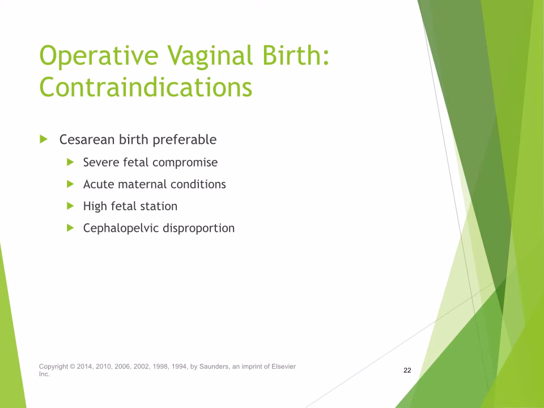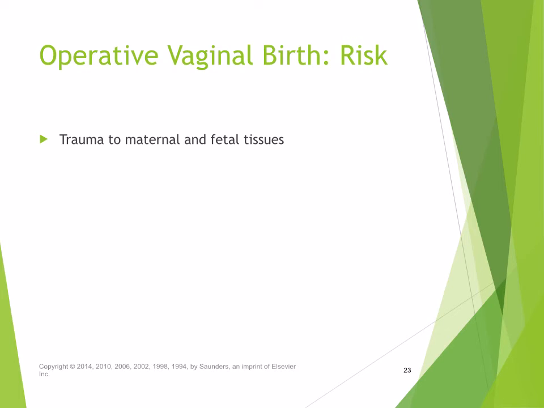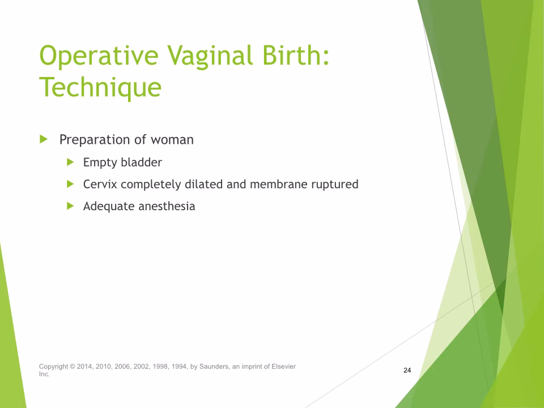We want to make sure we have informed consent from our patients prior to instituting any operative vaginal deliveries. We want to assess acute maternal conditions. We do not offer these for high fetal station. I'm talking about high fetal station in the pelvis. We want to make sure that this is an intervention that will likely work and help that baby be delivered vaginally. Operative vaginal birth risks include trauma to both mom as well as to fetal tissues.